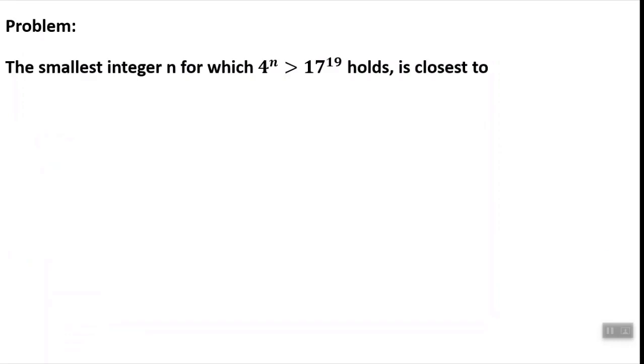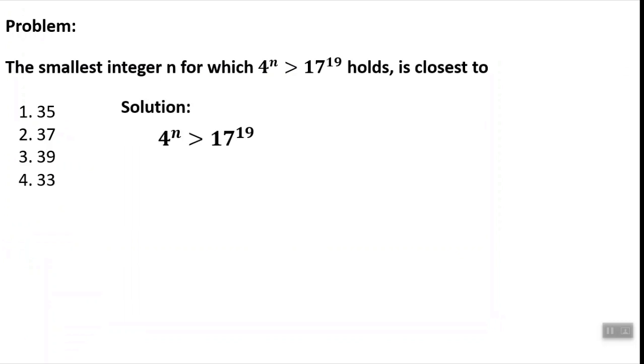Let us look at this question on numbers. The smallest integer n, for which 4 to the power n is greater than 17 to the power 19. This smallest integer n is closest to which one of these options? Now if you look at these numbers, 4 to the power n and 17 to the power 19, it's not possible to calculate n. And so, that being an impossible thing, let us try to estimate n.